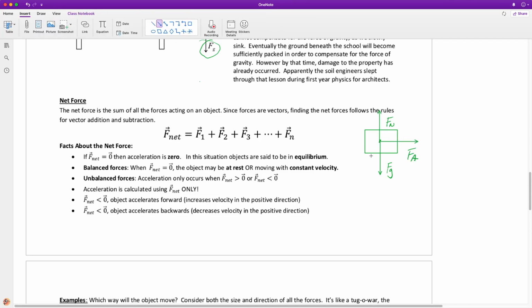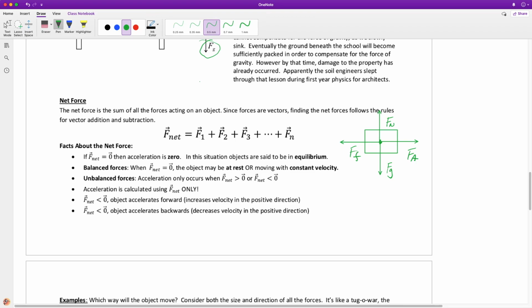Now, as I've drawn the diagram, it looks like the object should be moving forward, but there's another force that I have not talked about yet, and that is this opposing force, which we know as the force of friction. So that's what this free body diagram would look like, of a heavy object on a table being pushed but without sufficient force to actually cause it to move.